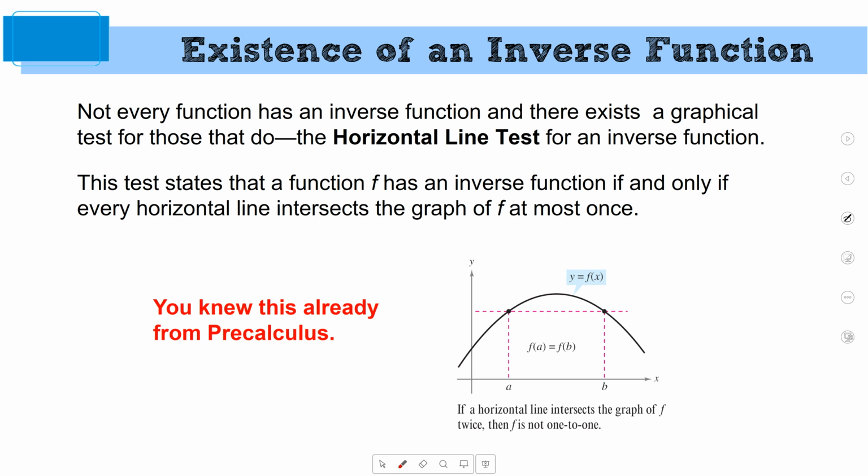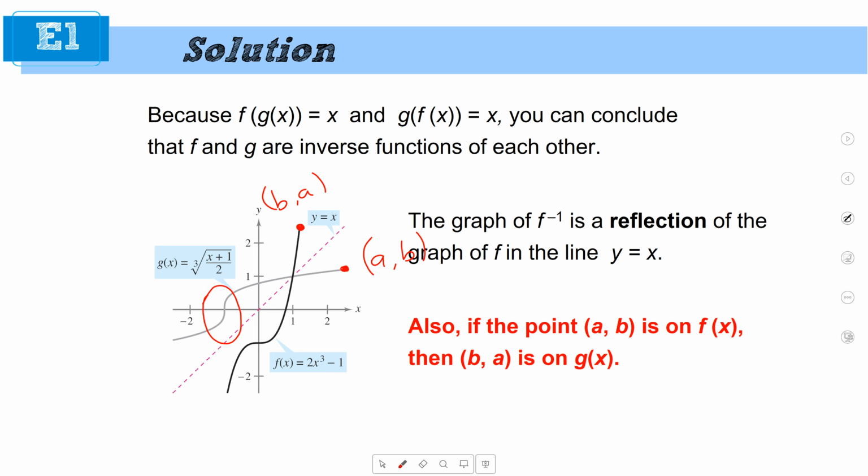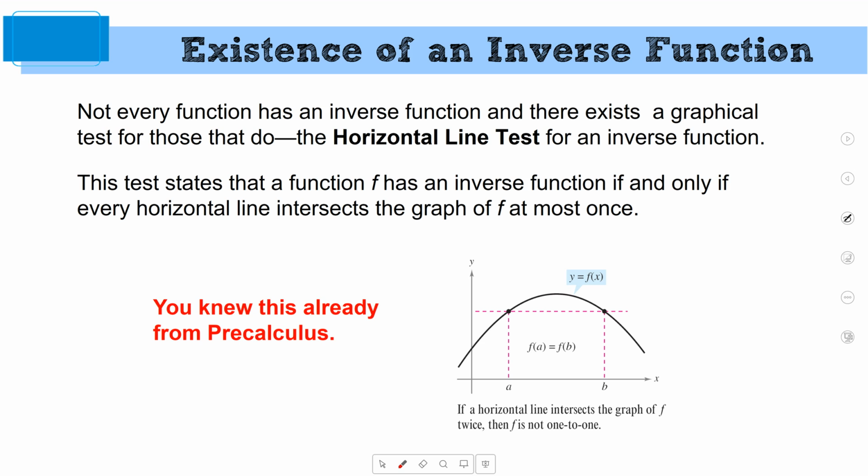So here we go. Horizontal line test. Now, Katie, you talked about the vertical line test, which tests whether or not an equation is a function. If I take a vertical line and I reflect it over the line y equals x, that vertical line becomes a horizontal line, which leads us to the horizontal line test. Have you heard of this before? Did you do this in pre-calc? No, this is new? Interesting.